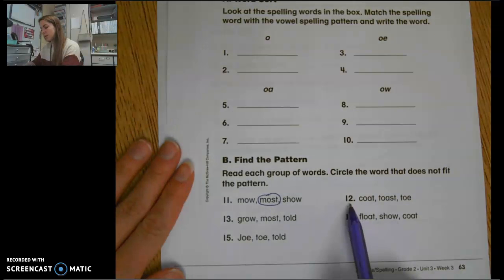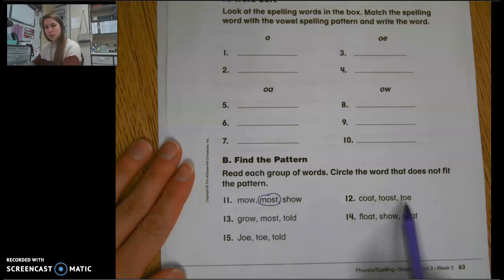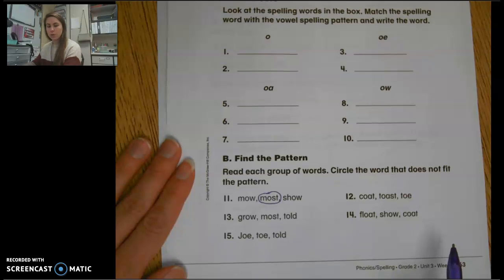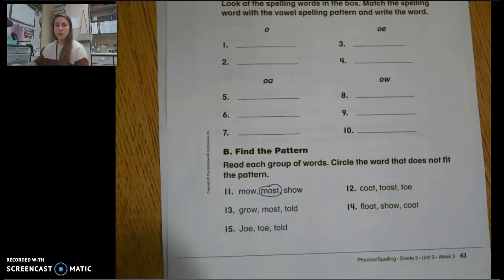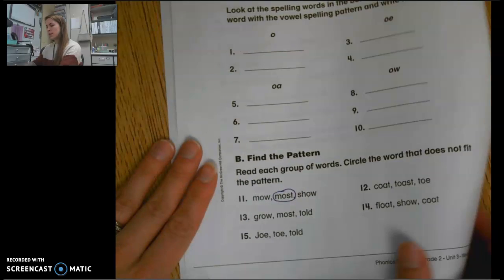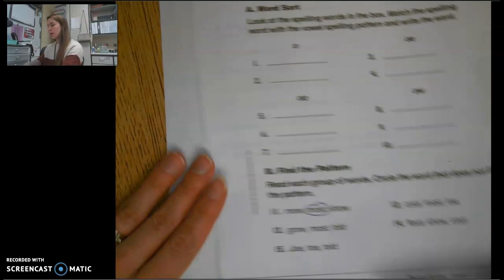So looking at the pattern of number 12, you have coat, toast, and toe. So think about which one is a little different in the way it has a long O. Number 13, you have grow, most, and told. Number 14, you have float, show, and coat. And number 15, you have Joe, toe, and told. So think about the one word that does not fit.